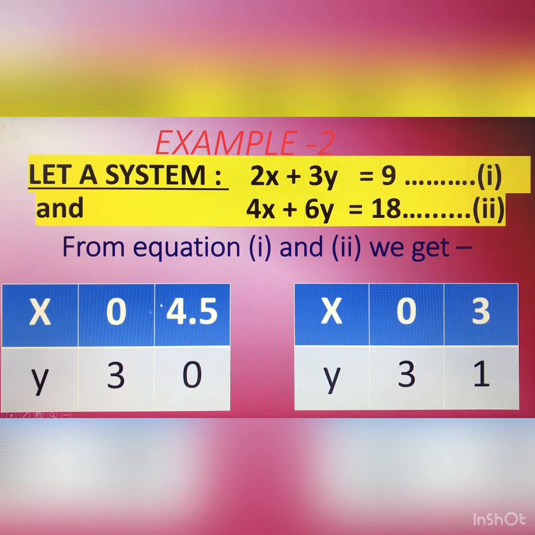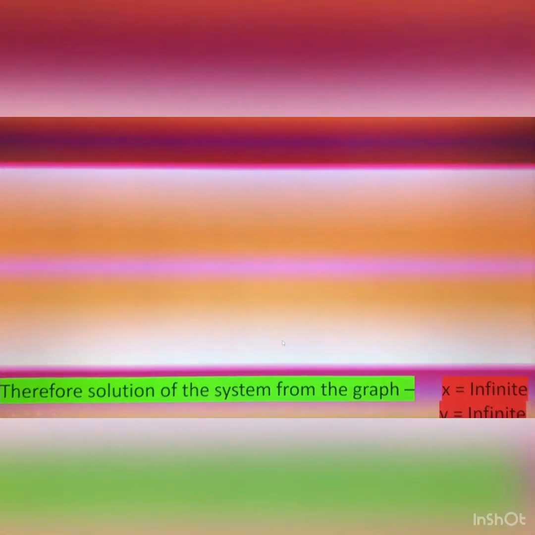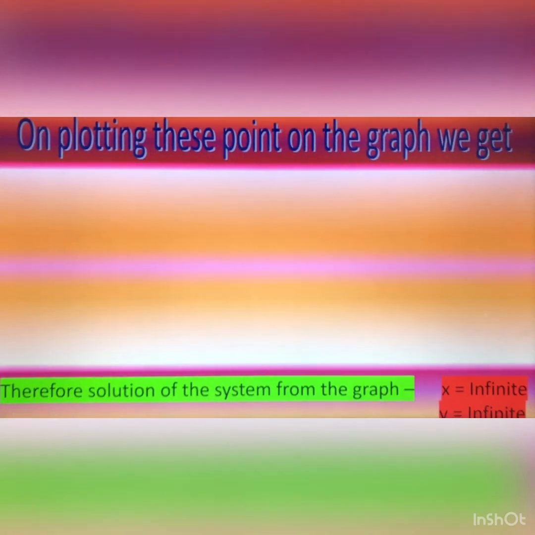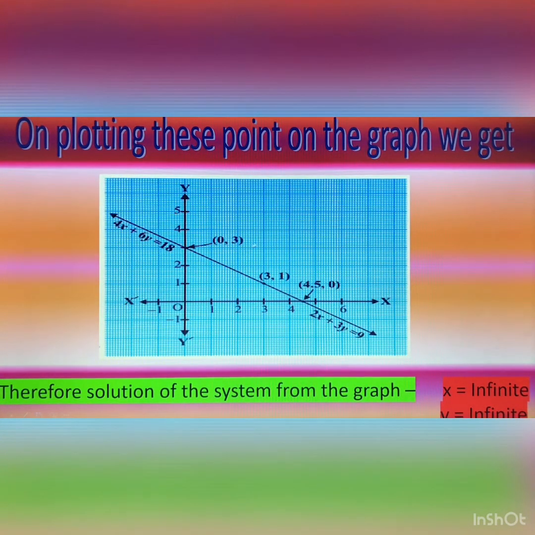We will represent these values on the graph. On plotting these points on the graph, we will get a graph. So dear, in this graph we can see that both equations are coincident. It gives coincident lines: 2x + 3y = 9 is this line, and 4x + 6y = 18 is also the same line. So the system is known as the coincident lines, and in this case it gives infinite solutions because every point of this line is a solution.